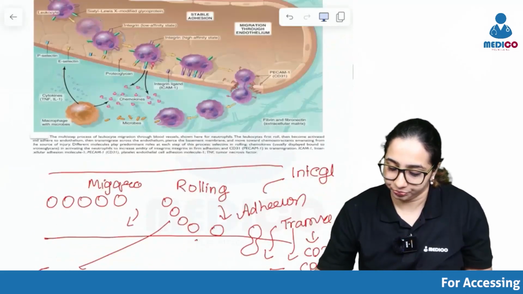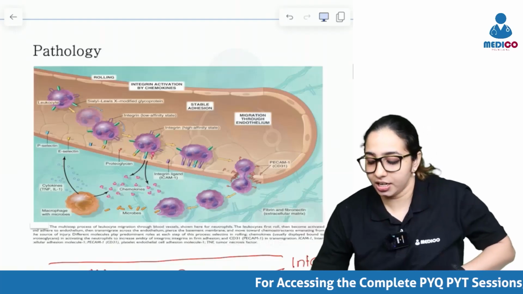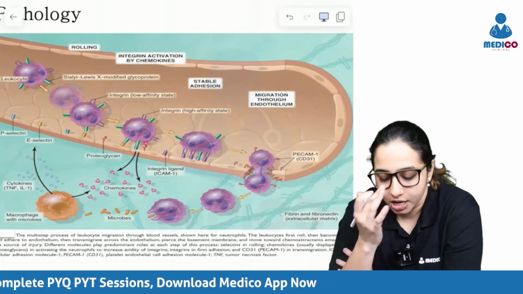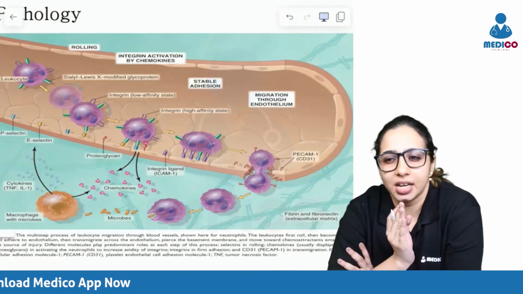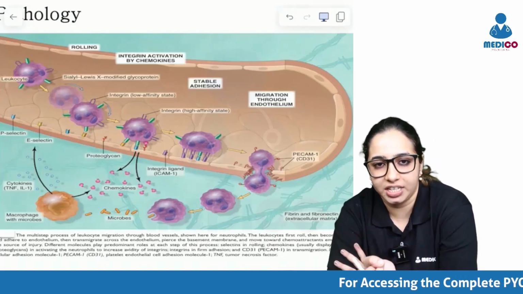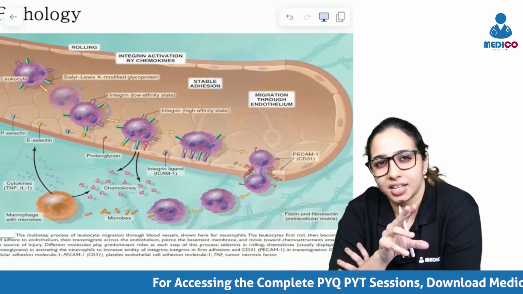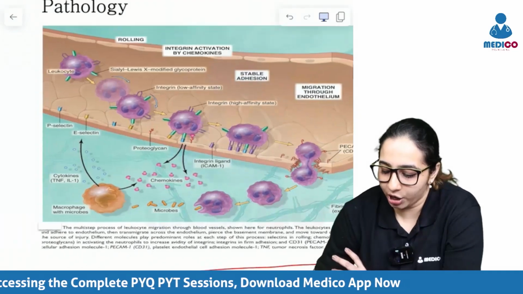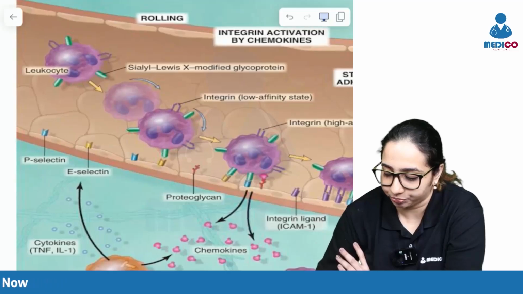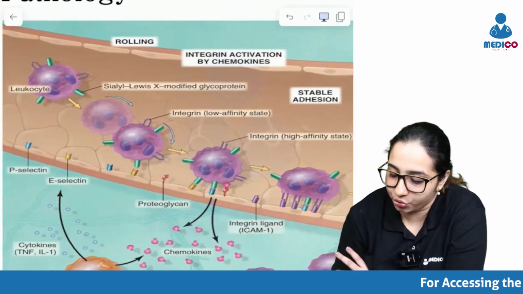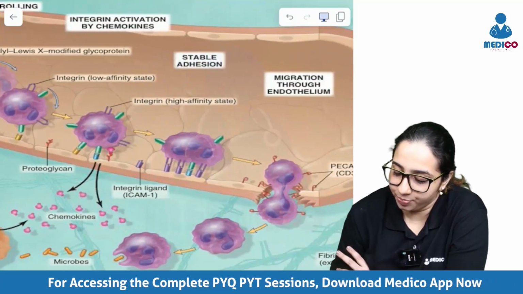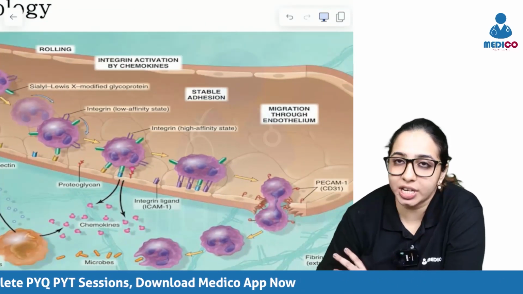Now we'll move on to this figure, which is very important, because it has been taken from Robbins, and in exams like NEET and INICET, it is usually the figures in Robbins that are taken. So I want you to pay extra close attention to this figure. Here what is happening is, you have rolling, you have adhesion, you have migration.